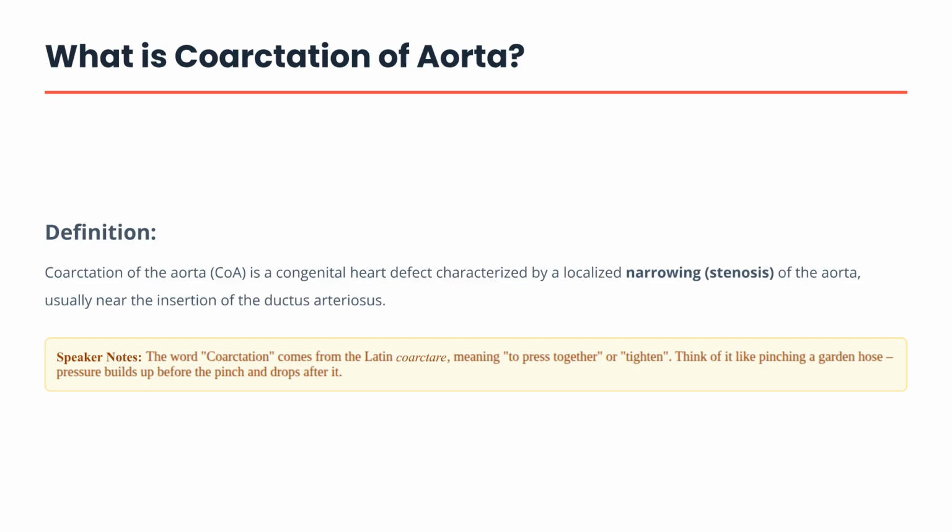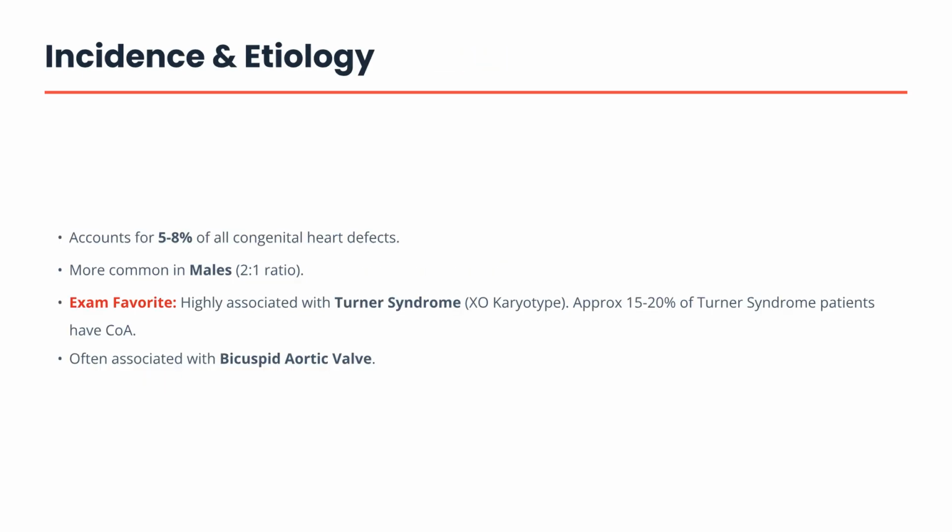It is a congenital heart defect defined by a localized narrowing or stenosis of the aorta. This narrowing typically occurs near the insertion of the ductus arteriosus. The term coarctation comes from the Latin coarctere, meaning to press together or tighten.